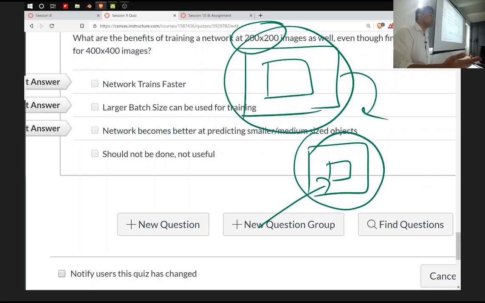My batch size literally can be 4 times. Is that correct? Instead of 400 cross 400, I'm using 200 cross 200, which means I'm only using a quarter of the RAM. I'm only using a quarter of the area of the image, which means I can fill it with more batches, so I can actually get more training out of it, right?